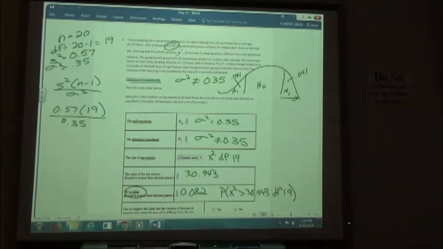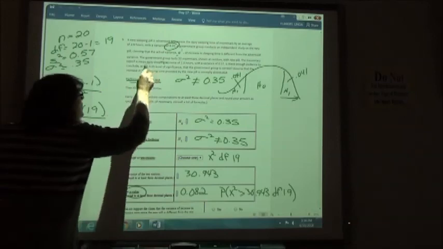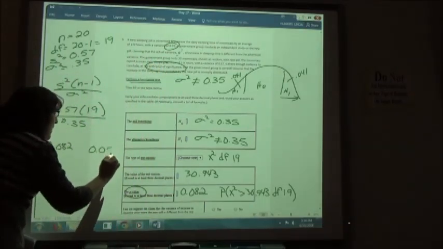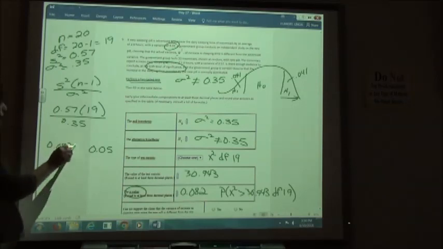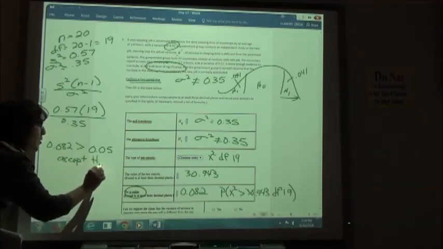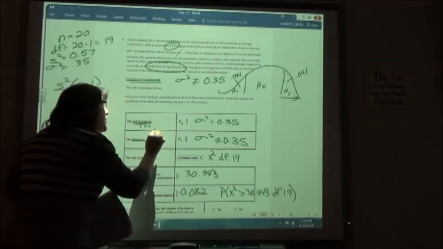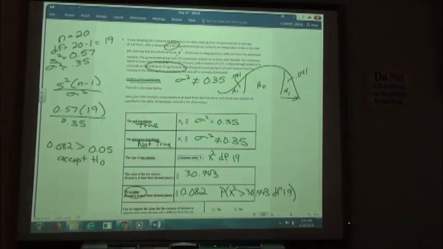We're looking at a percentage. Now we're comparing that percent to our critical value. So 0.082, how does that compare to the level of significance? 0.05. It's greater than. And if my p-value is greater than my level of significance, what do I do? We accept the null. Accept that the null is true. So that means this is my true statement, this is my not true statement. Or my false statement, I suppose.